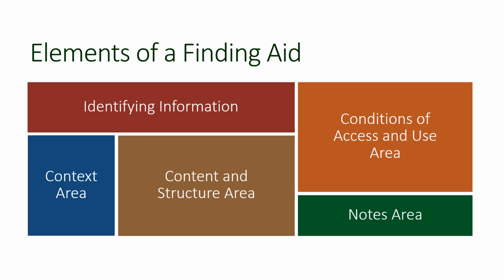Conditions of access and use might provide information about the language or scripts of the material, the physical characteristics of the materials, or technical requirements to access the materials. There could be information here on restrictions for access to the collection or certain parts of the collection. You may find information about copyright and reproduction in this area.